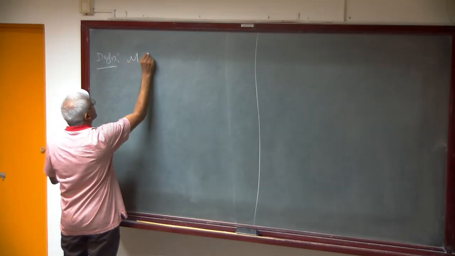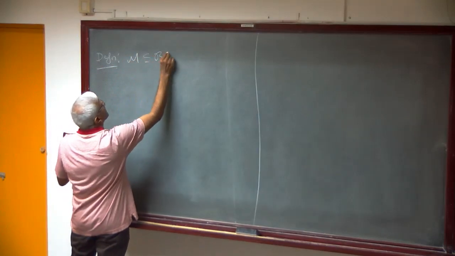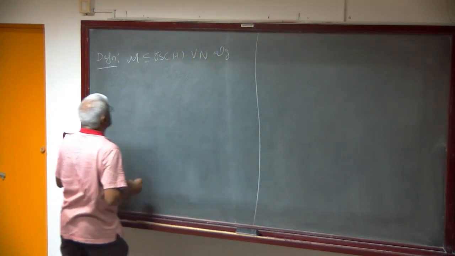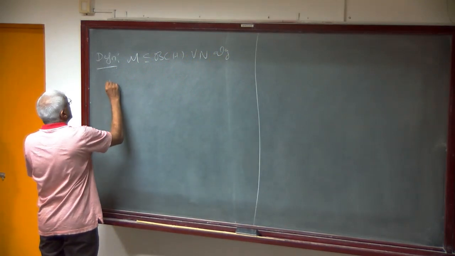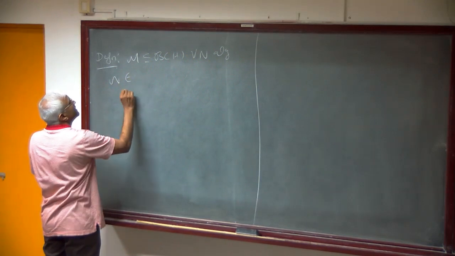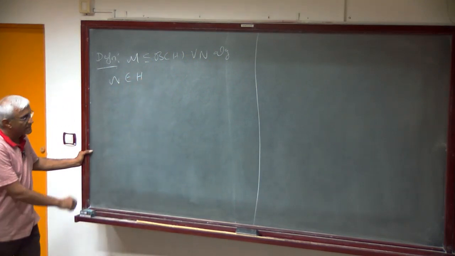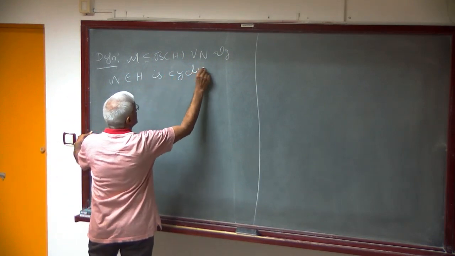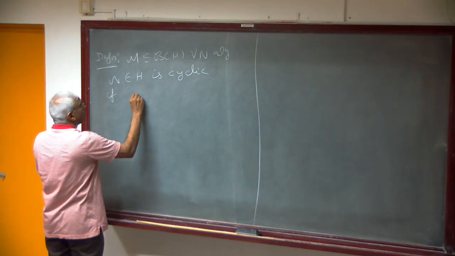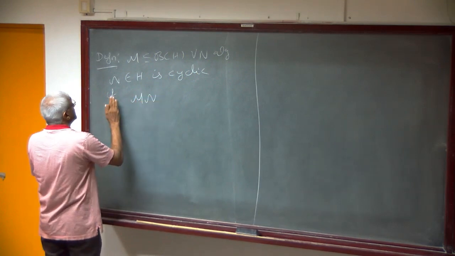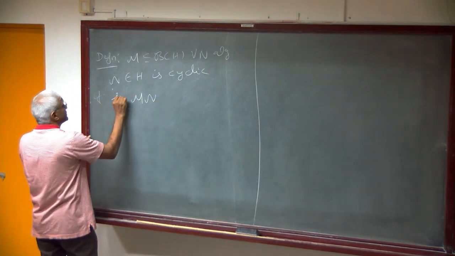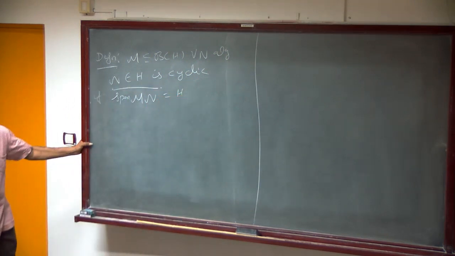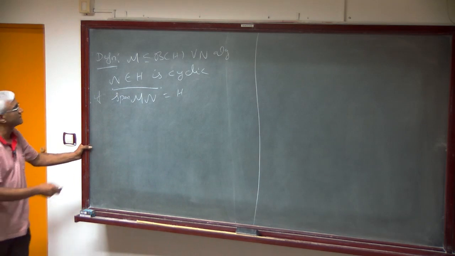So M is a von Neumann algebra, and omega in H a vector. Of course, we know this definition. It is said to be cyclic if you apply M on this omega, you don't need to take the span, but I'm taking the closure, equal to H. This is what cyclic is. We have already seen this definition.